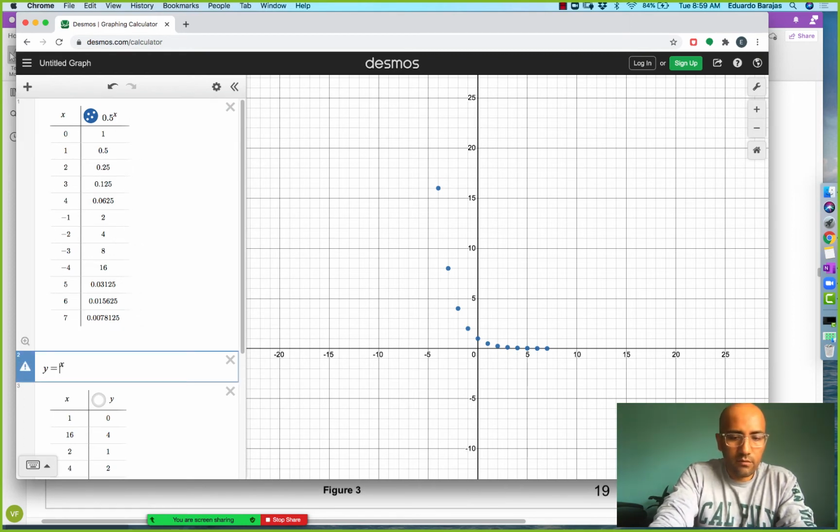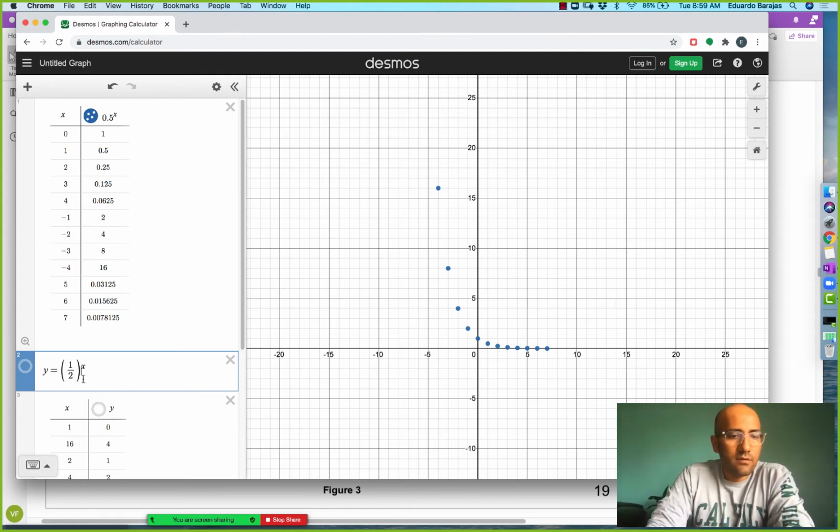Let's put 1 divided by 2 to the power of x. 1/2 to the power of x. And so after a while, we begin to see that shape right there. Good? Questions?